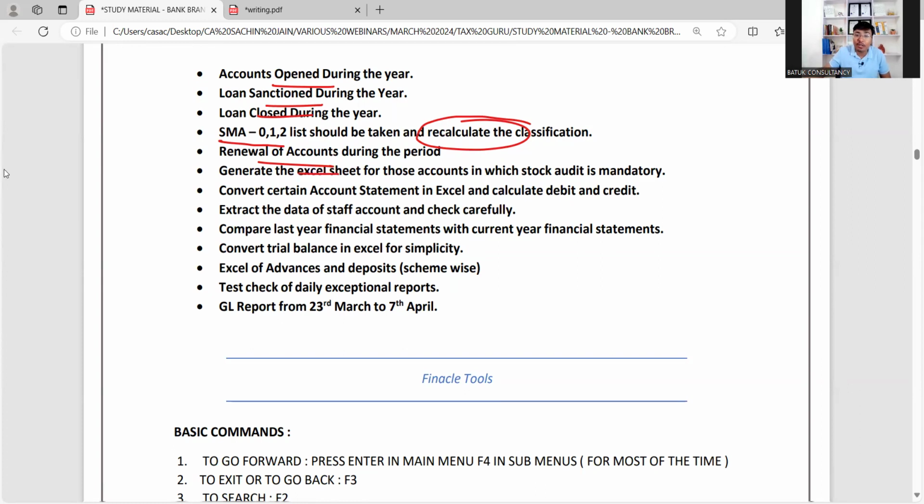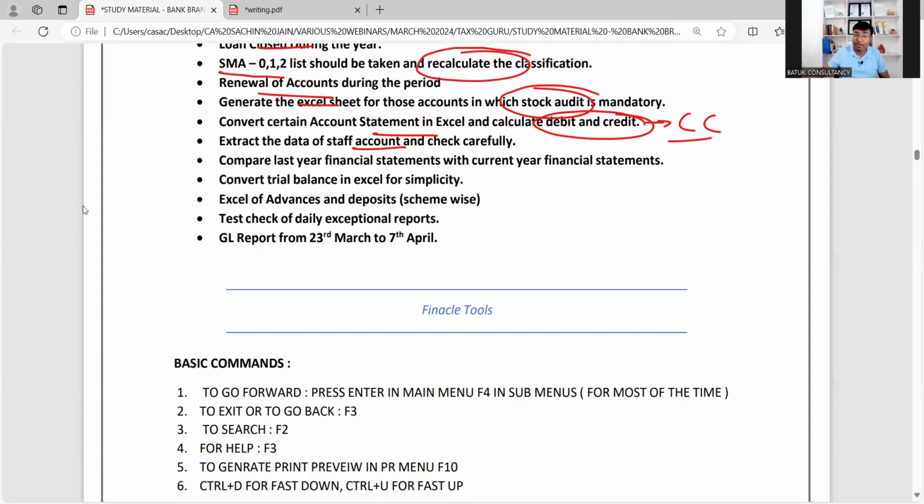Through the Excel sheet, identify those accounts for which stock audit is mandatory. If the exposure is more than 5 crore rupees, in that case there is requirement of stock audit. So we just need to demand the complete Excel sheet. Convert certain account statements in Excel and calculate the debit and credit for the CC account. When you calculate the debit and credit, you can easily identify the out of order. Extract the data of staff accounts and check very carefully. Compare last year financial statement with the current year financial statement and analyze the variances. Convert trial balance in Excel for simplicity, so that you can easily simplify the things headwise.